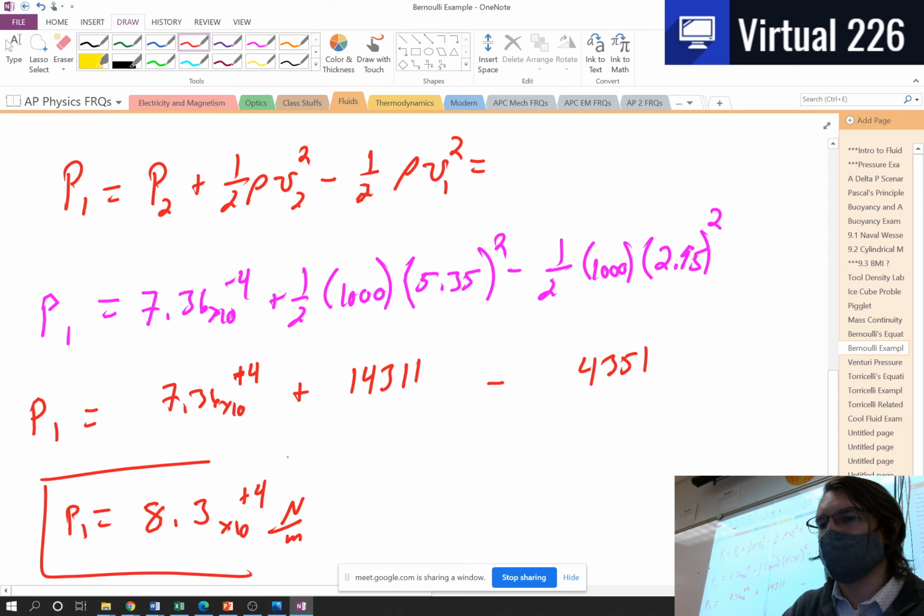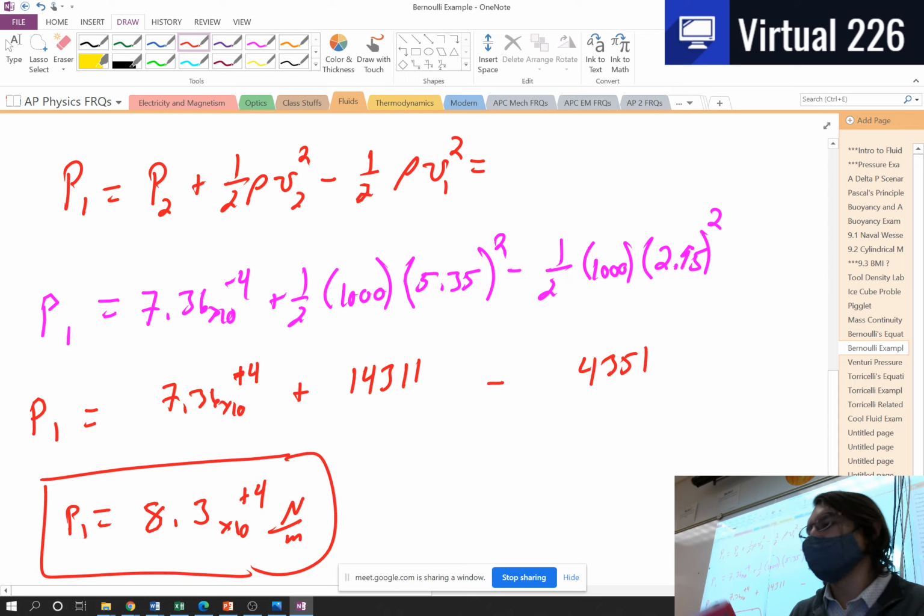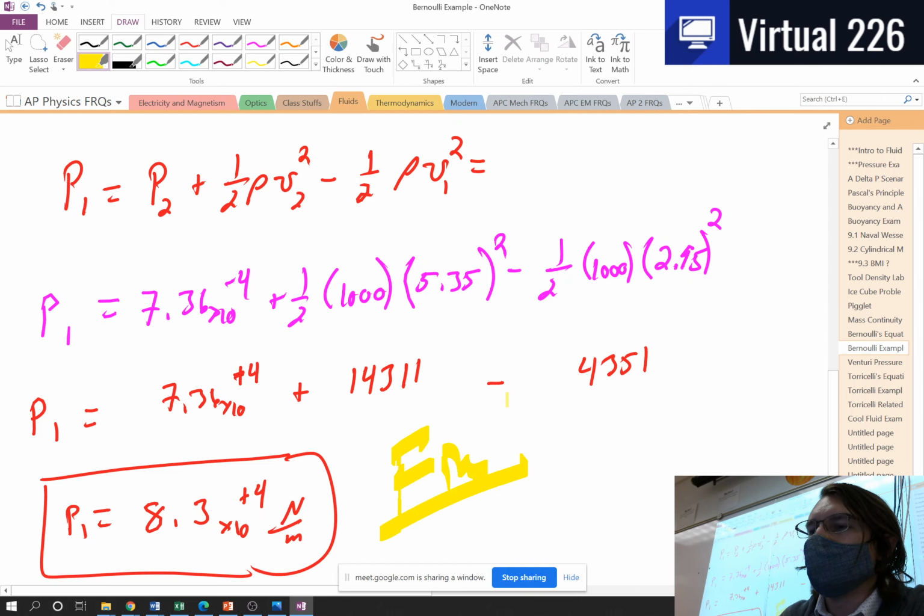And just like Mr. Ross told us, this pressure did need to increase. Faster moving fluids will have lower pressures. Slower moving fluids will have higher pressures. That's what allows planes to float on the air, or rather be lifted by the air. But this problem is finished. Adios, take it easy.